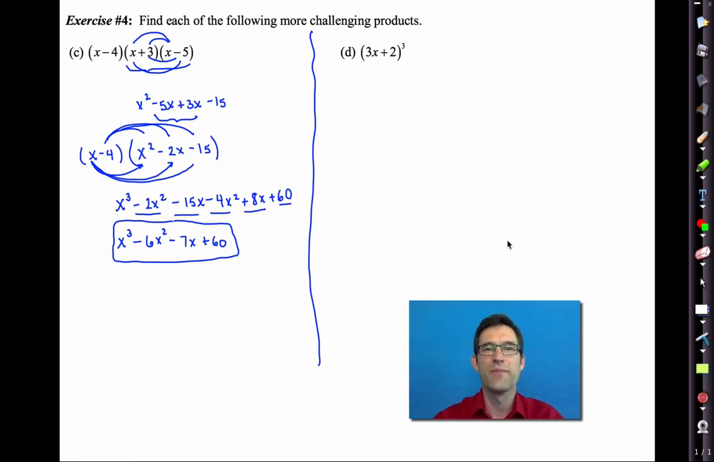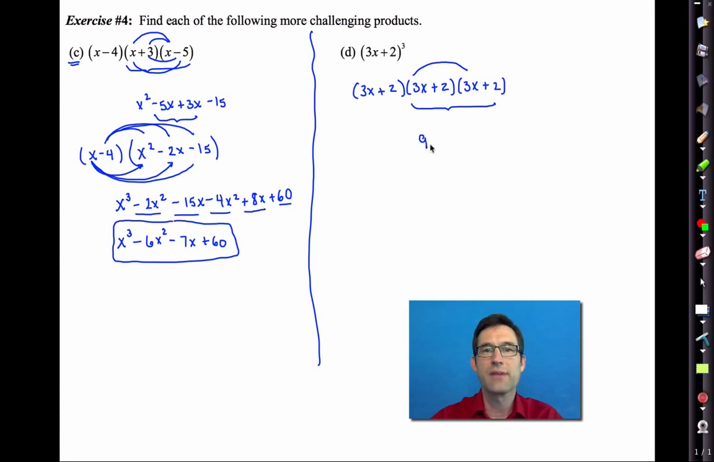Okay, let's go through it. This is a big one. All right, here we go. The first thing that we're going to do is write this as 3x plus 2 times 3x plus 2 times 3x plus 2, because that's what it means to cube something. It means to multiply it by itself 3 times. Now we've really turned it into a problem like letter C, right? These are identical binomials, so it doesn't really matter, but I'm going to start by multiplying these two together.